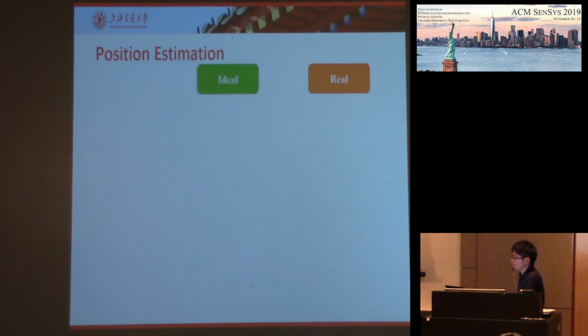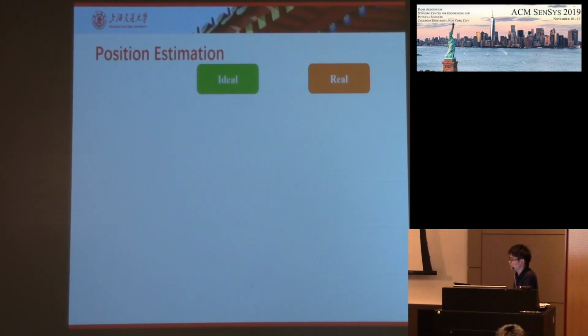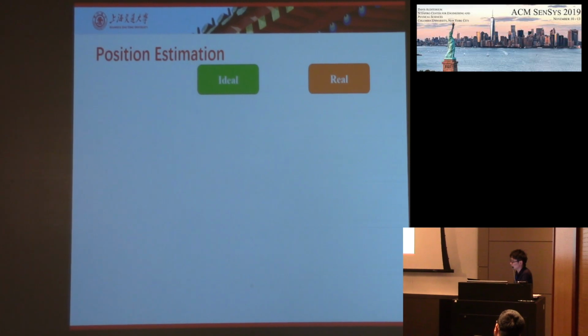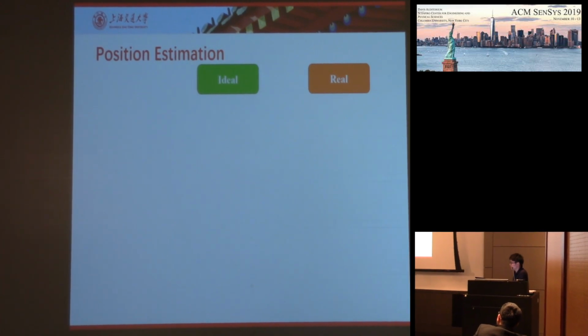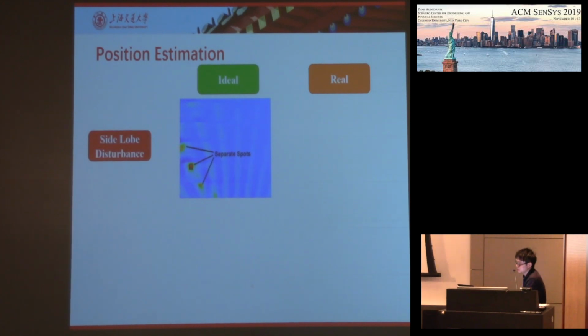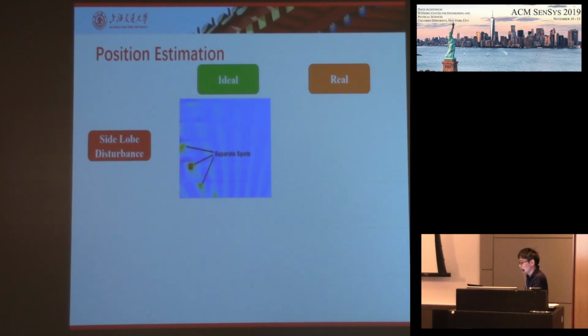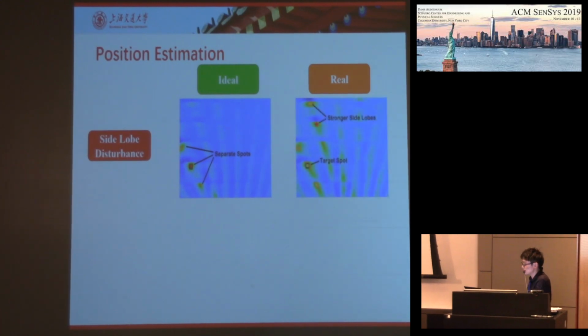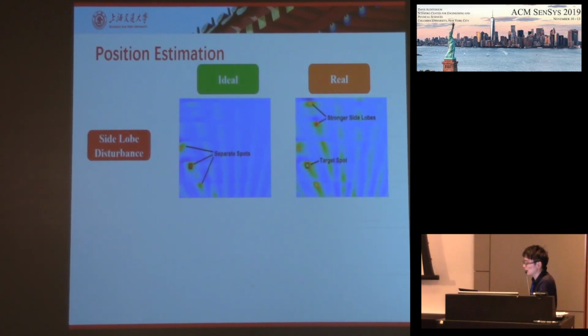However, if multipath interference is strong, things go differently. Based on our experiments, we find two possible effects which can remarkably undermine the performance of the largest likelihood estimation. The first impact is side lobe disturbance. If there exist strong multipath effects, several spots in the side lobes may have higher likelihood compared to the ground truth. So this method would fail in this situation.